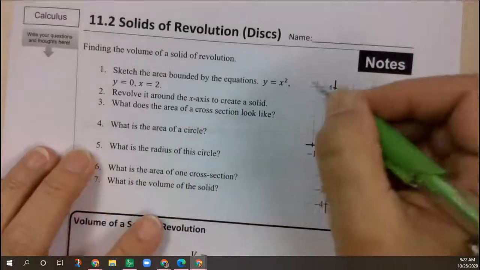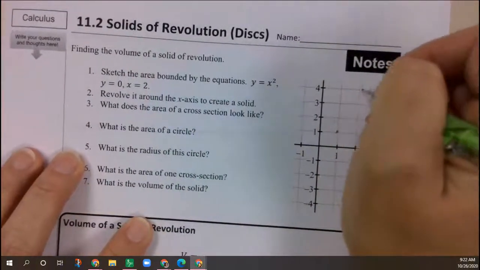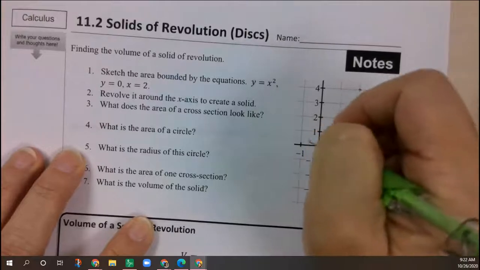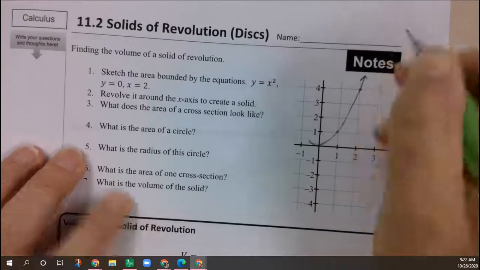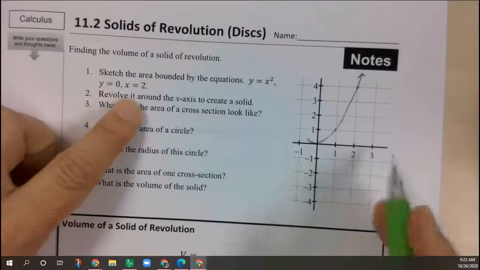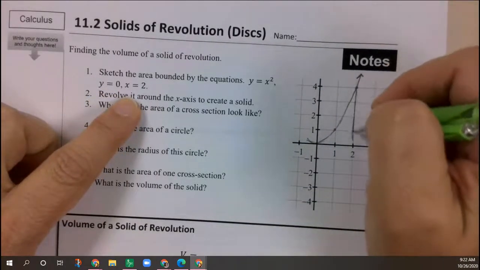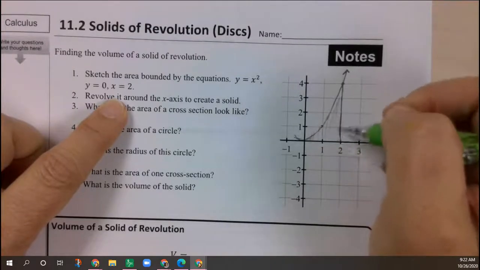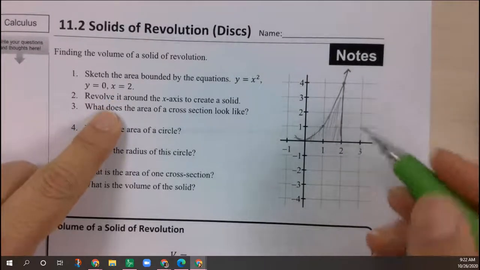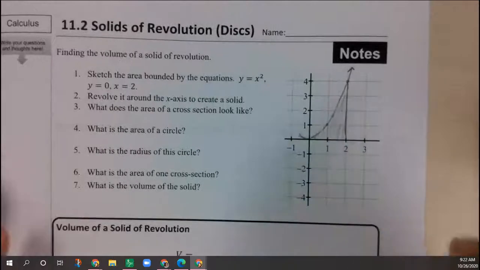We're going to sketch y equals x squared, which is going to look like this. y equals 0, that's the x-axis, and x equals 2. So here's my region. I'm going to shade it in. And what we're going to do is revolve it around the x-axis to create a solid.